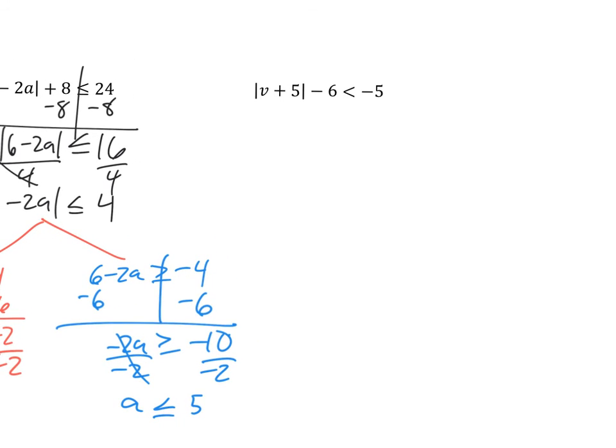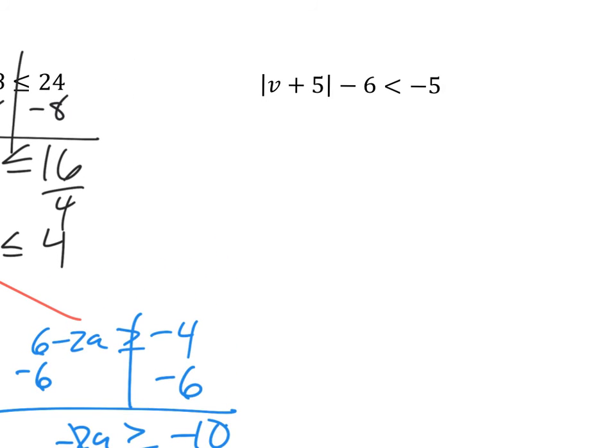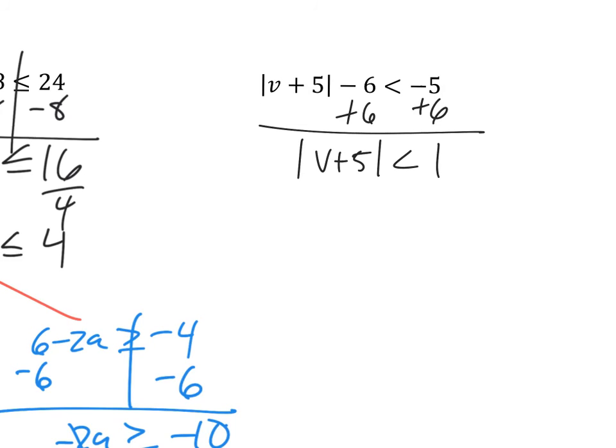Okay, one more inequality here. First thing we want to do is isolate our absolute value. So we will add 6 on both sides. We get that the absolute value of v plus 5 is less than 1. -5 plus 6 gives us 1. And now we can split it into our two inequalities. We'll end up with v plus 5 is less than 1, exactly as we see it, and v plus 5 is greater than -1. So we flip the inequality and change the sign.